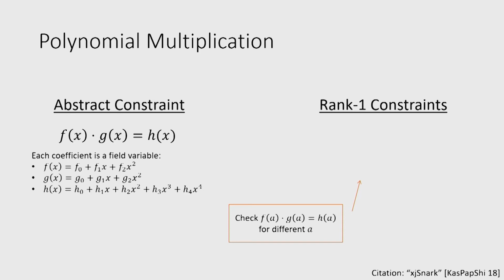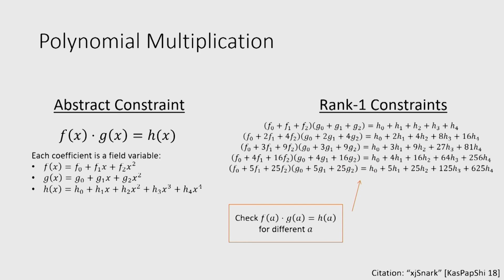to h of a. And the reason why this is useful is that checking polynomial evaluation at a constant point is very efficient inside rank 1 constraint systems, because polynomials are linear functions of their coefficients. So this is just an example of what this ends up looking like. The thing I want to emphasize is that when this last row is when a equals 5, we just plug in a 5 for x. And when it's 5, we put in 25 for x squared, and so on.